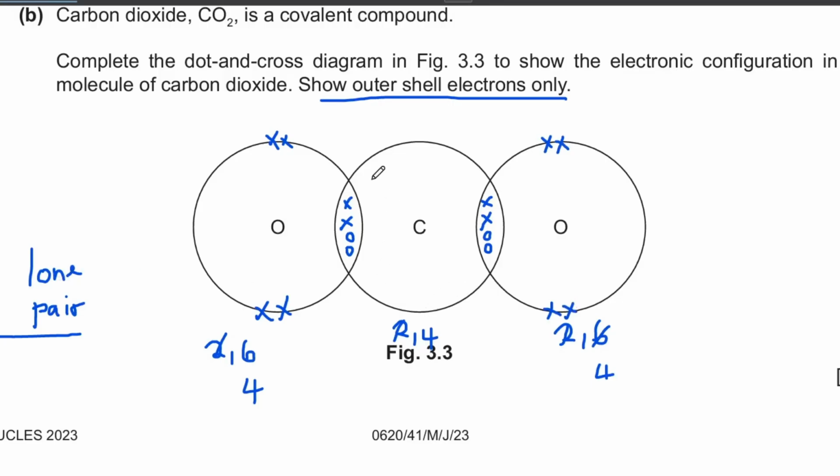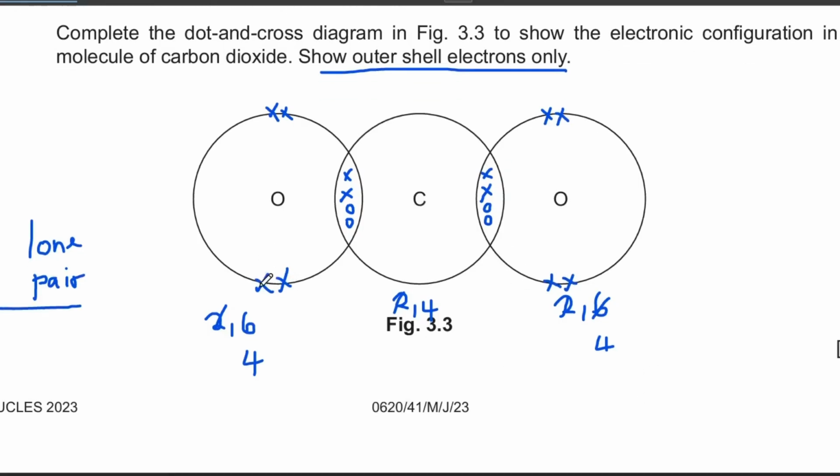So now let's check whether we have a complete shell for all of them. This is the first oxygen. 1, 2, 3, 4, 5, 6, 7, 8. So it's complete. Carbon 1, 2, 3, 4, 5, 6, 7, 8. Complete. Oxygen 1, 2, 3, 4, 5, 6, 7, 8. So that is it.